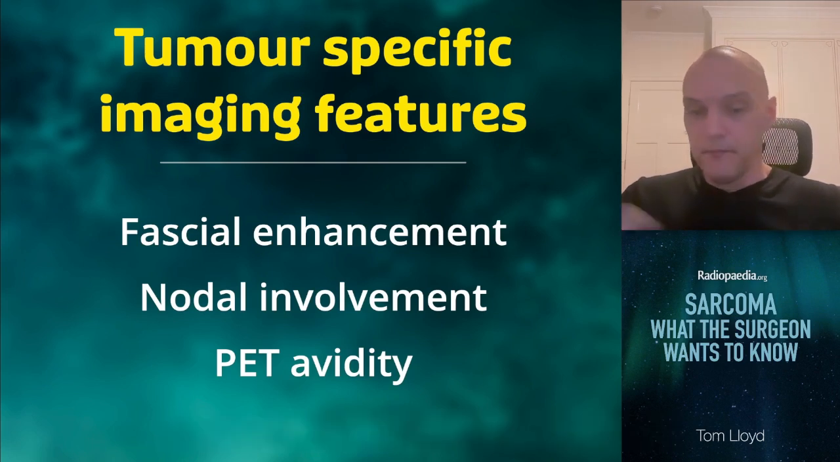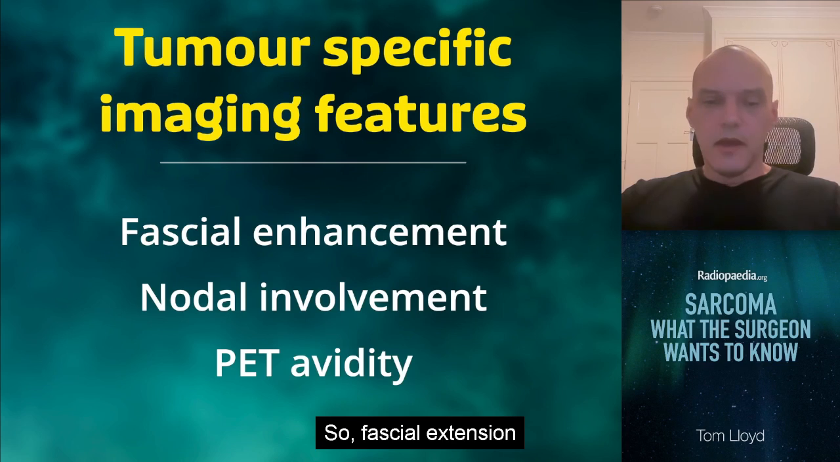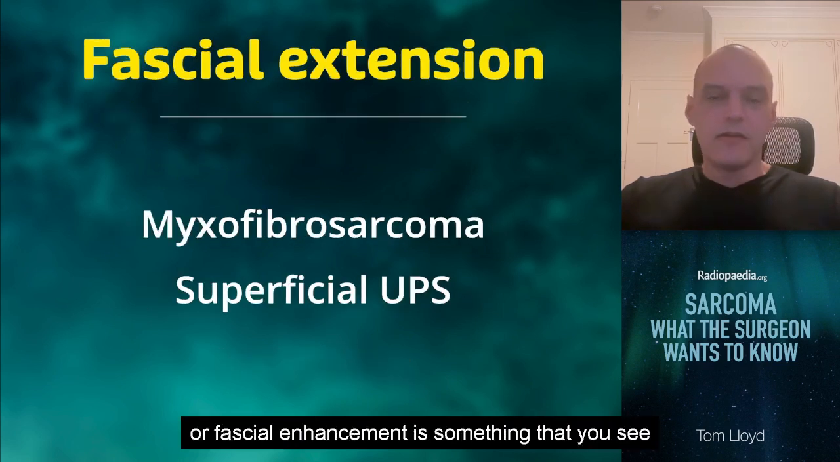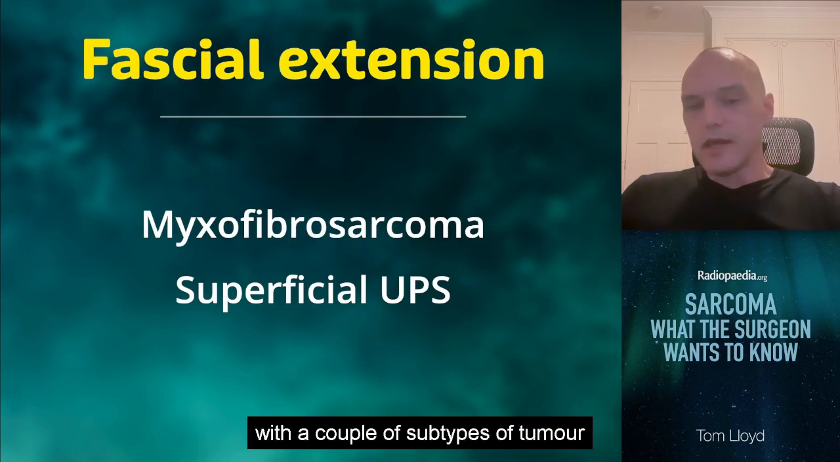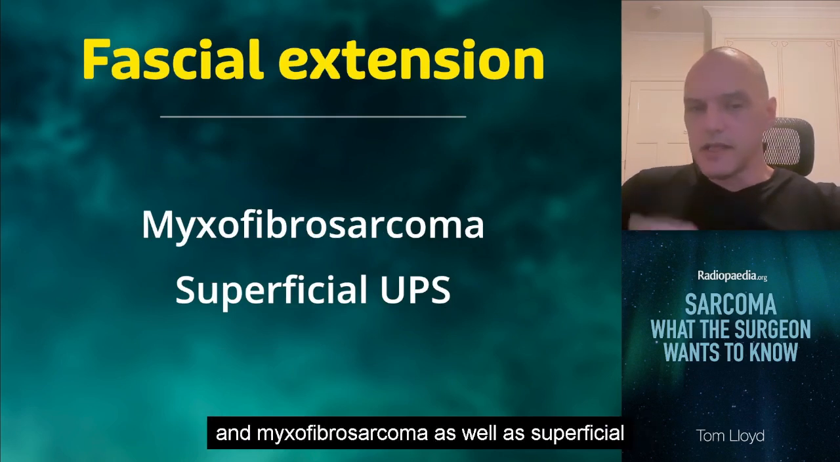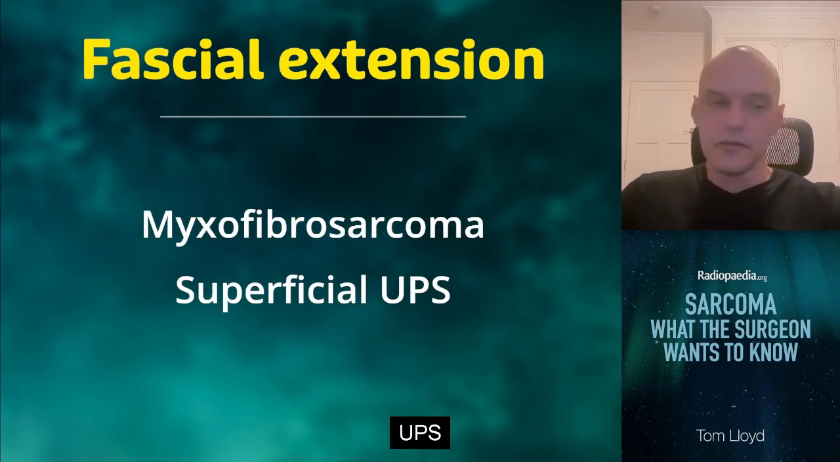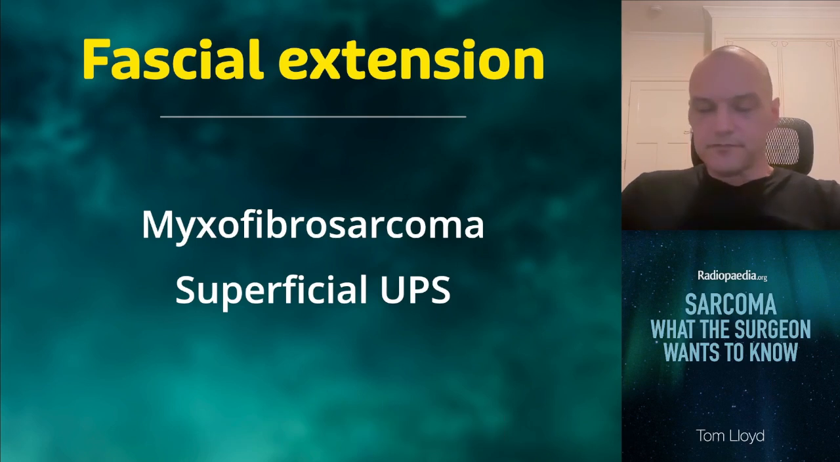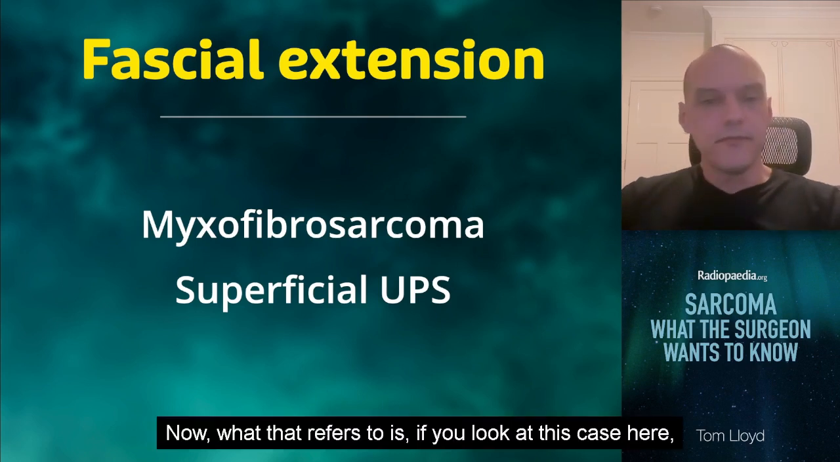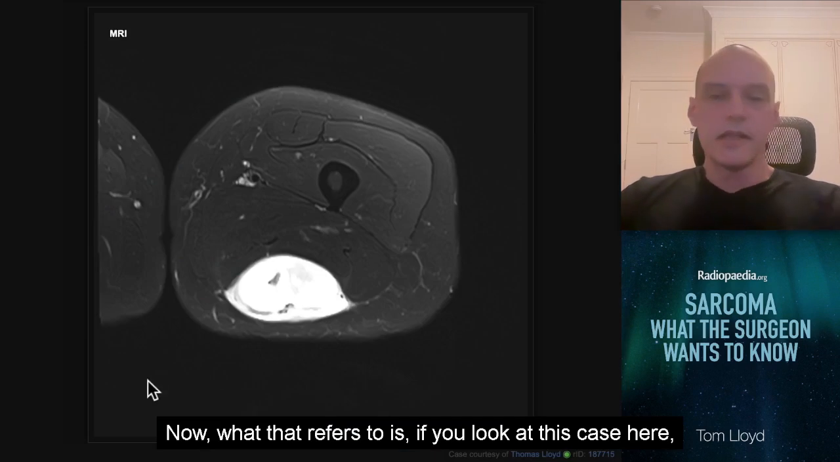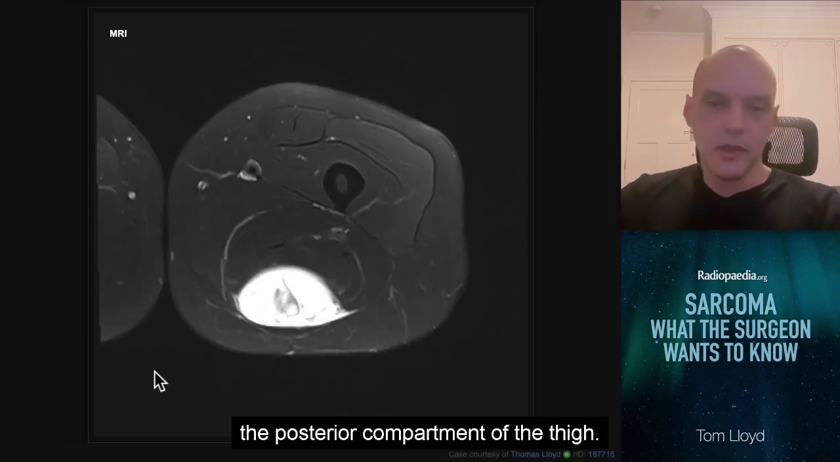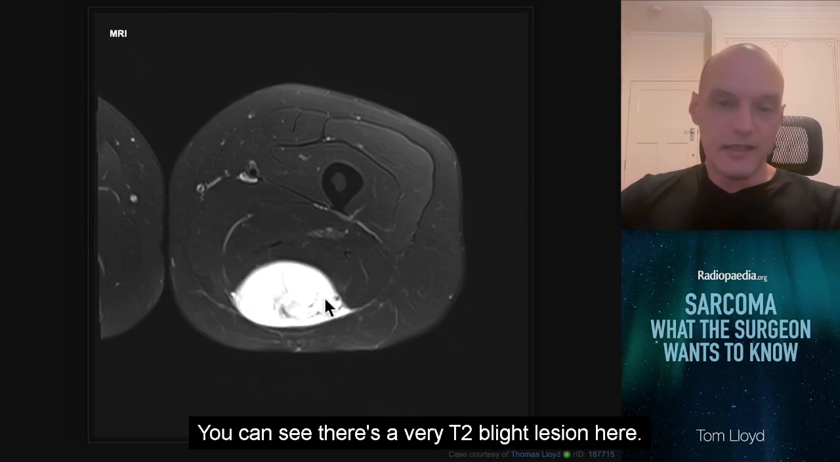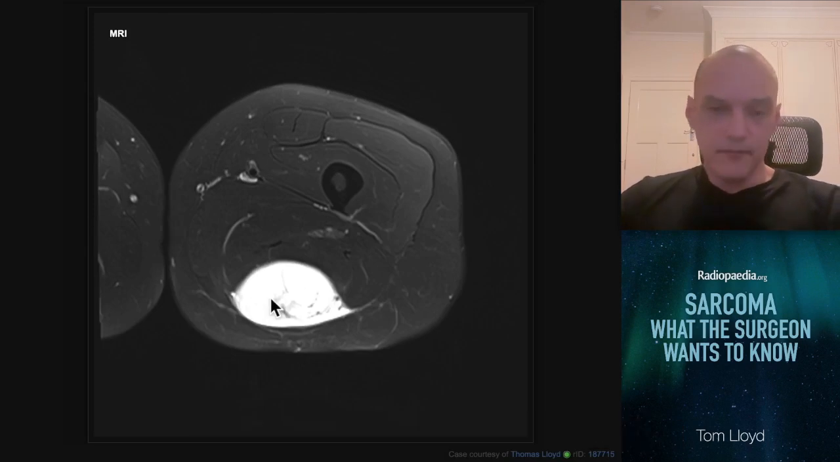somewhat tumor specific. So fascial extension or fascial enhancement is something that you see with a couple of subtypes of tumor, and myxofibrosarcoma as well as superficial UPS or pleomorphic undifferentiated sarcoma are the 2 classics. Now what that refers to is, if you look at this case here, so this is a myxofibrosarcoma in the posterior compartment of the thigh, you can see there's a very T2 bright lesion here.